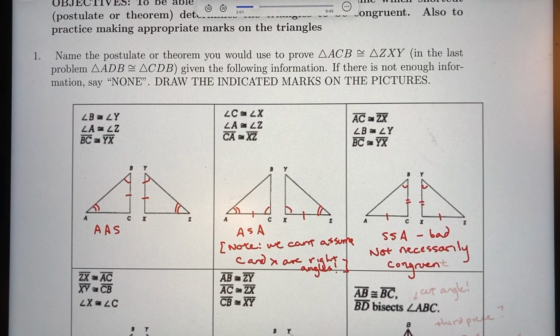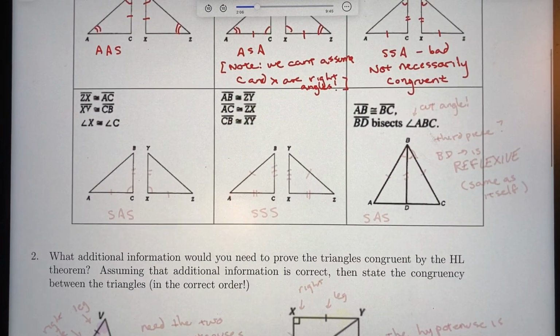What do we watch for? SSA and AAA. Okay. And anything where you don't have three things. ZX congruent to AC. Let's see. ZX congruent to AC. Line segments. XY congruent to CB. And angle X is the same as angle C. That one is SAS. Side angle is in between, so that one's safe.